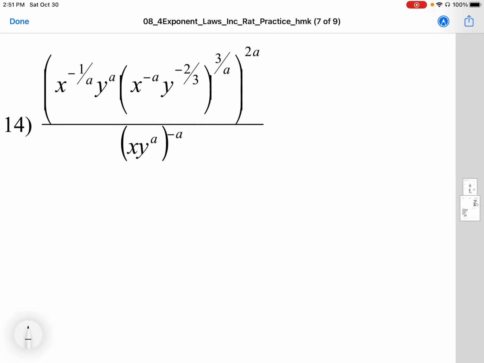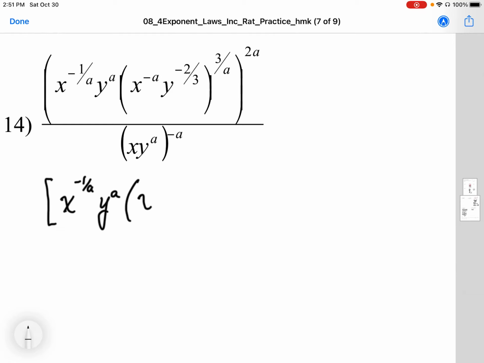In question 14, there looks to be a lot of stuff going on here. So we're going to choose a strategy here. Maybe we're going to work from inside out. So I'm just going to put big square brackets around. And that -1 over a, nothing happens there. Same with the y to the a, so we're going to keep that. And then we're going to apply the 3 over a to the brackets.